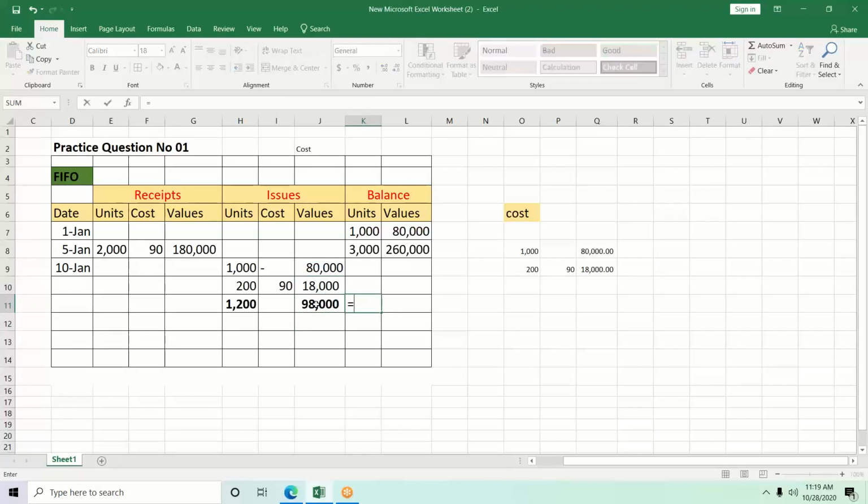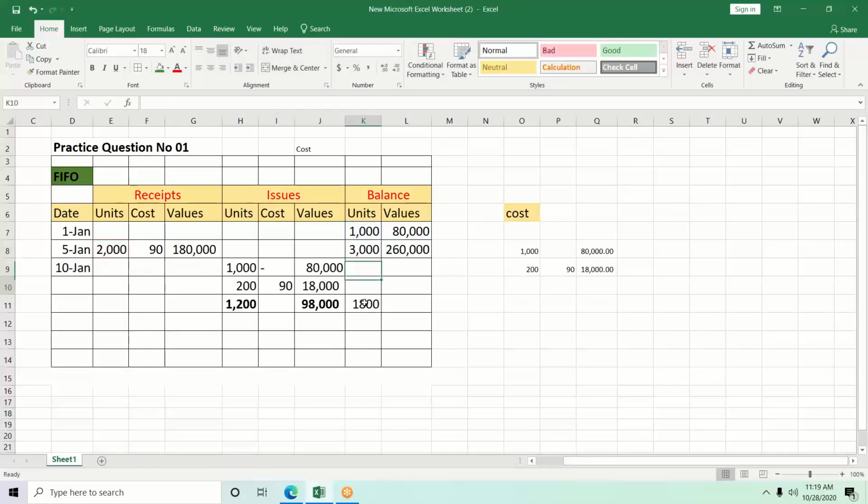Now how many units are available? After issuing 1,200 units, there are 1,800 units. How did I get that 1,800 units? It is 3,000 minus 1,200. Before you make this issue, the business had 3,000 units of stocks. Now we have issued 1,200, so the balance becomes 1,800.